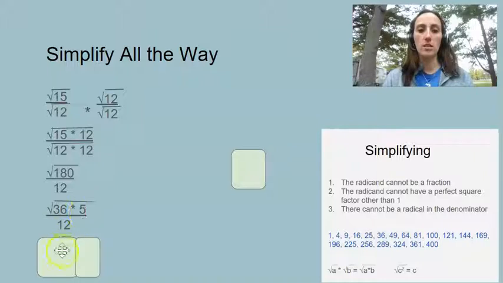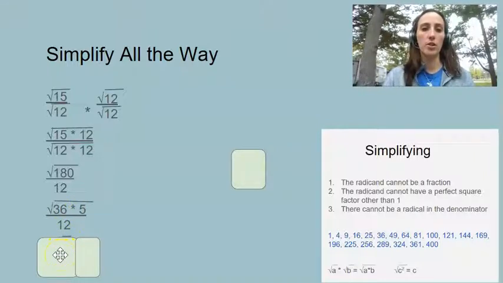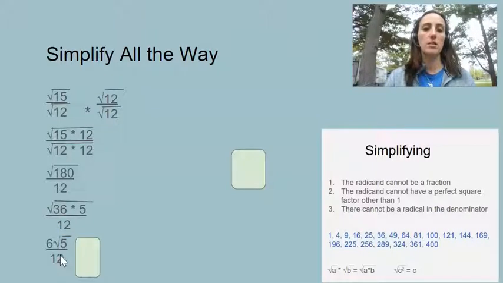And I do this so now I can simplify this even further. Square root 36 times 5 becomes square root 36 times square root 5. And square root 36 simplifies to just simply the number 6. My 5 is not a perfect square. That stays inside my radical. And I still have my denominator of 12 on the bottom.